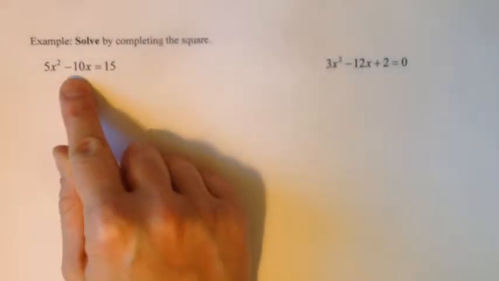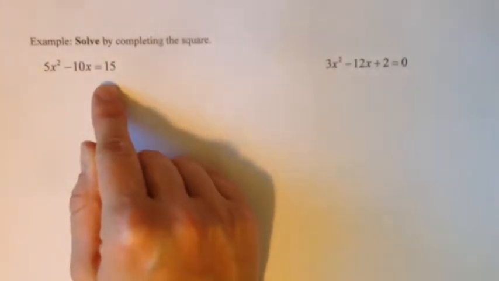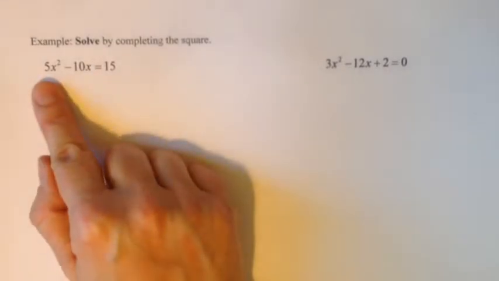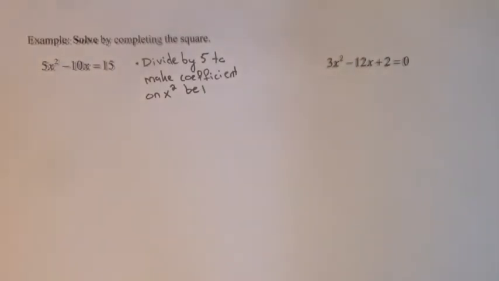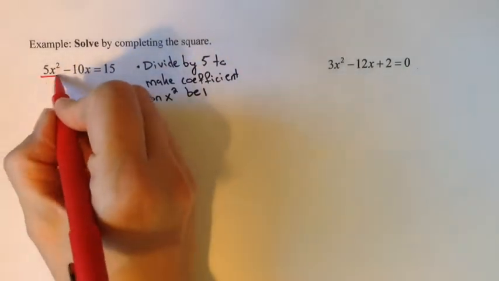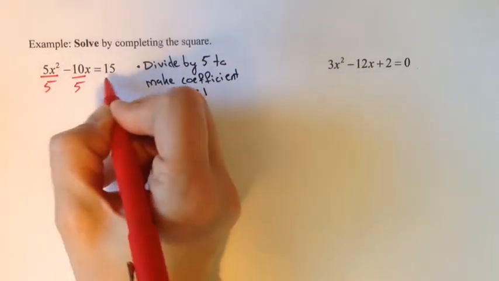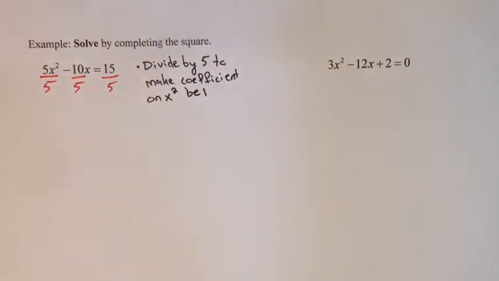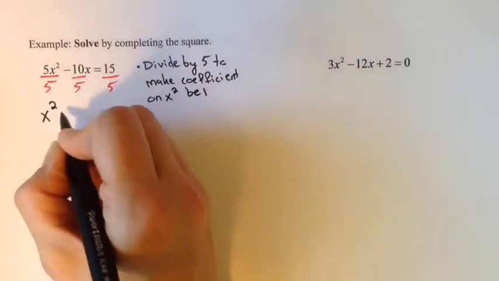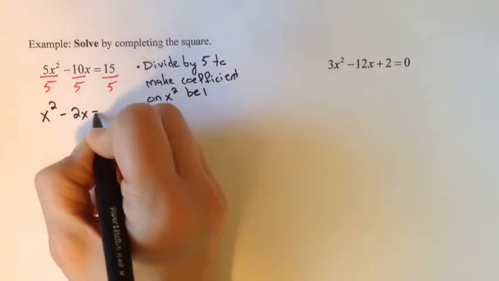My first example here is 5x squared minus 10x equals 15. Now, the coefficient on the x squared is not a 1, so that is the very first thing that I need to deal with. What we'll do is divide everything by 5 to get the coefficient on the x squared to be just a 1. Remember that that means I need to divide every single term by 5. That'll leave me with x squared minus 2x equals 3.